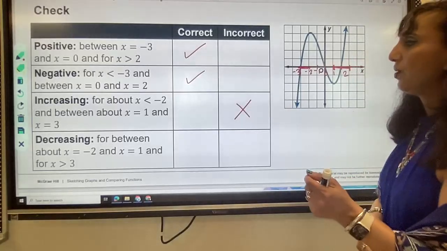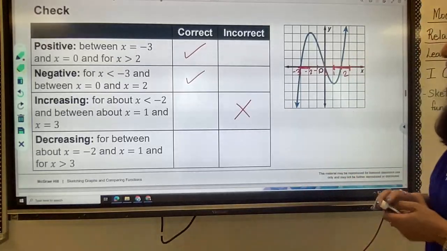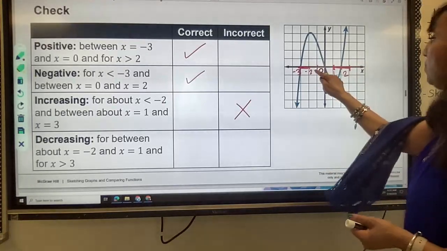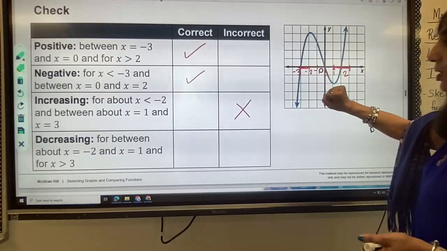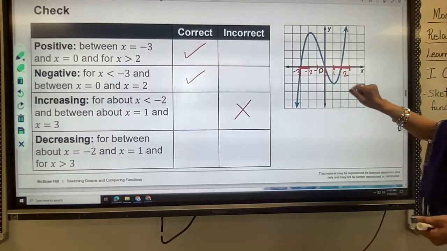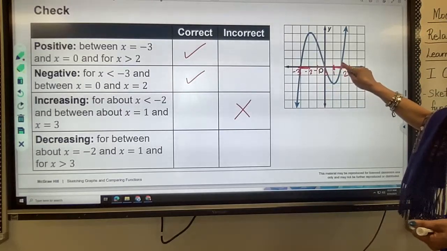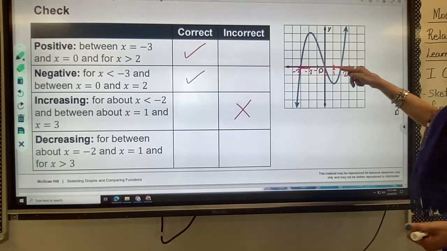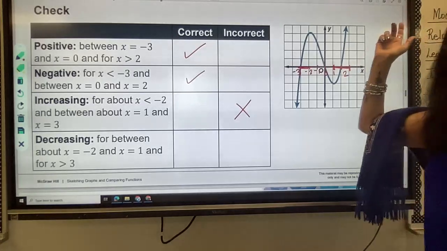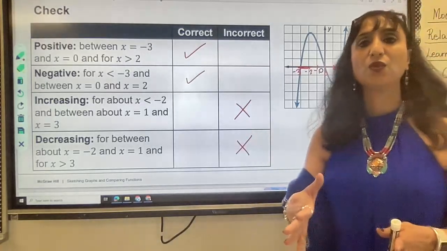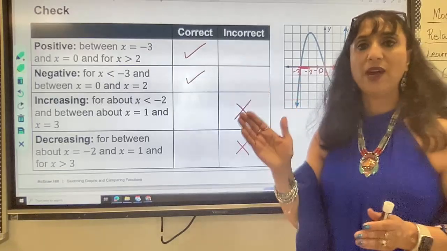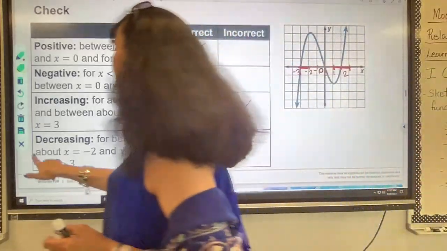And then it's saying decreasing for between about x equal to -2 and x equal to 1, and x greater than 3. So in that case, it's going up. So therefore, this is not decreasing. So that would be incorrect. So the first two were correct, and the last two in this case were not correct.